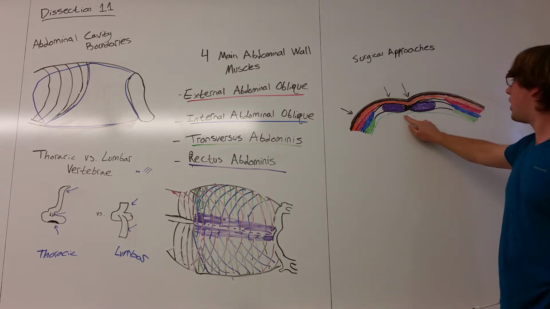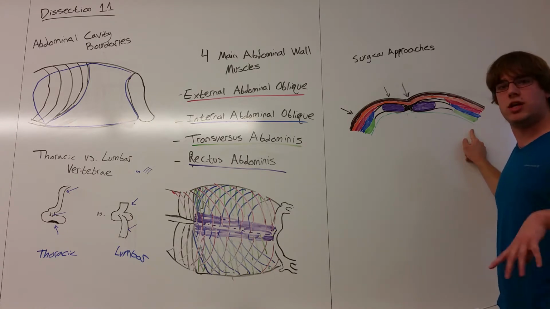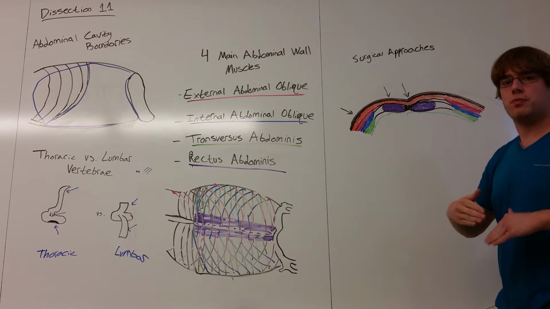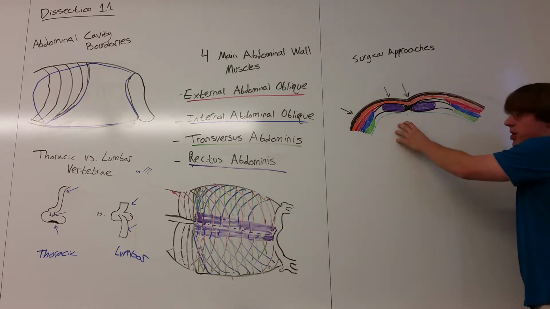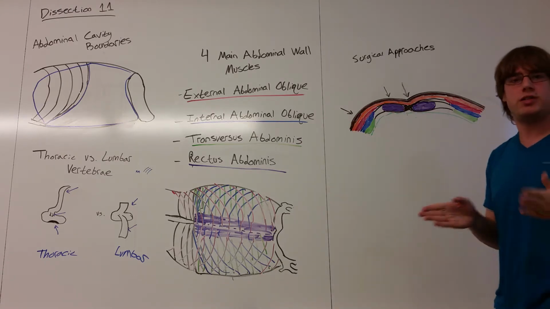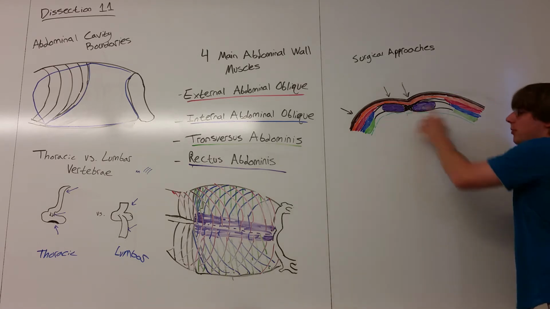This dotted green line underneath everything is going to be our parietal peritoneum, which is the serous membrane that separates these muscles from the actual abdominal cavity. And purple will be our rectus abdominis. Finally, the black lines, as I mentioned before, are going to represent the aponeuroses and the deep connective tissue that forms the linea alba over here.